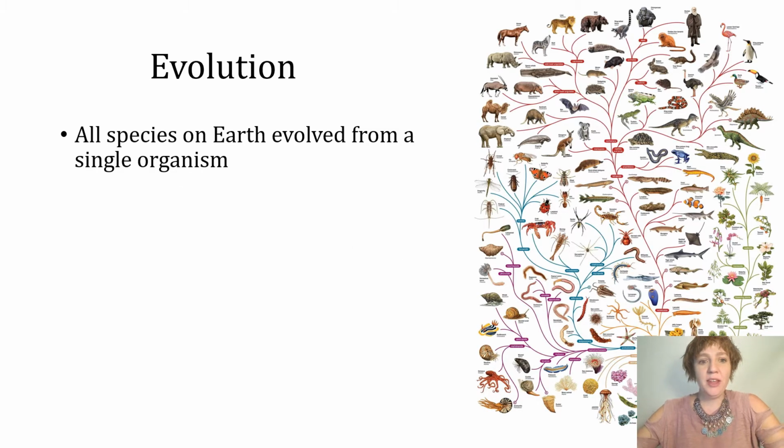To begin with, evolution is a theory that states that all species on Earth evolved from a single organism. And it's important to keep in mind that this is a slow and random process that over billions of years has resulted in all of the plants and animals and just species that we can see on the planet today.